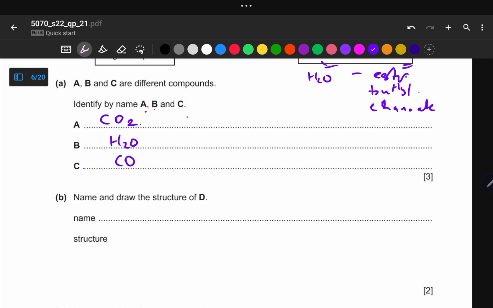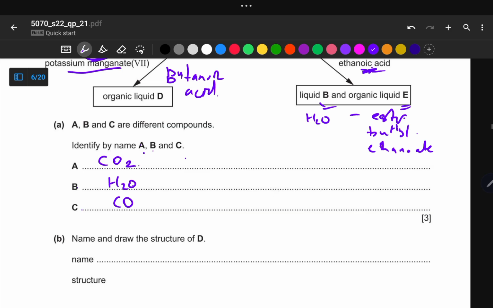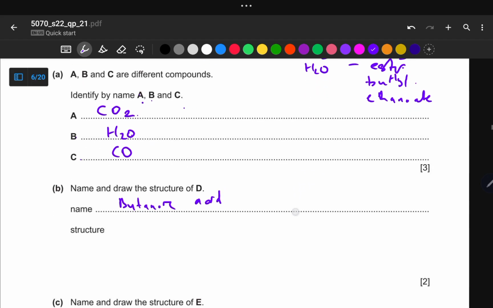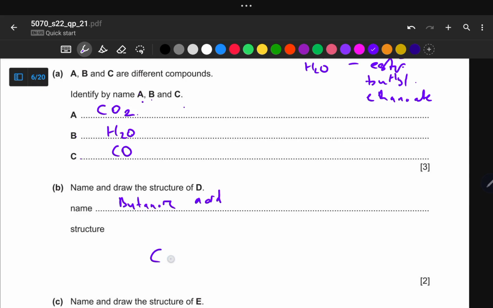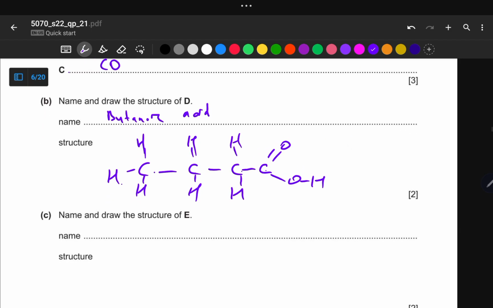And then we go on to B. Name and draw the structure D. So D, we said it is butanoic acid, right? So we said it is butanoic acid. And then for the structure of butanoic acid, but means 4 carbon atoms, right? So we are going to have 1, 2, 3, 4, right? As simple as that. And we are now giving these hydrogen atoms, right?